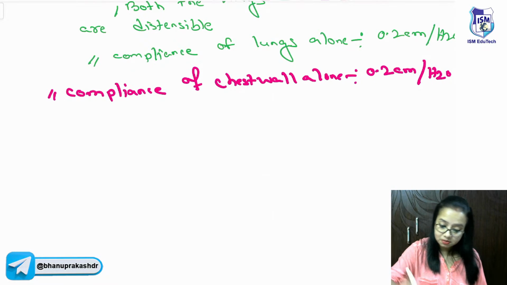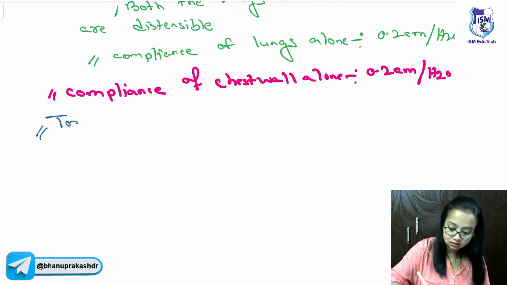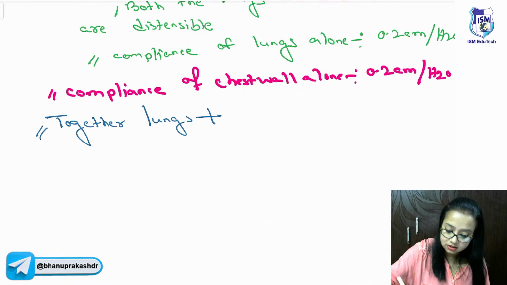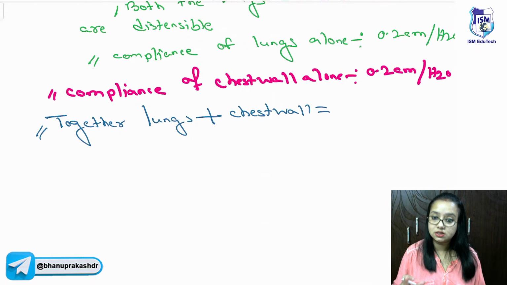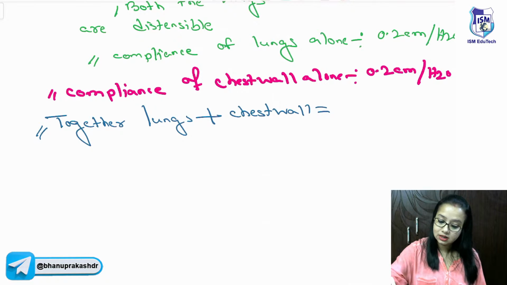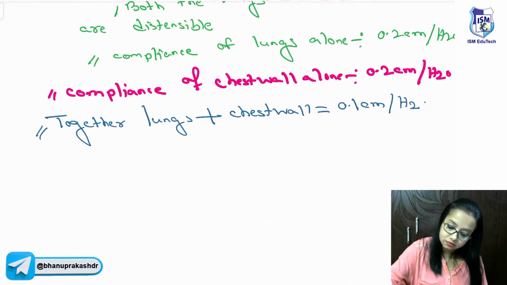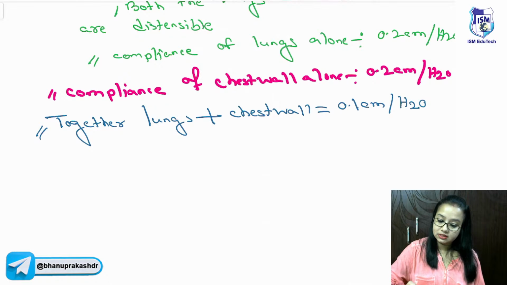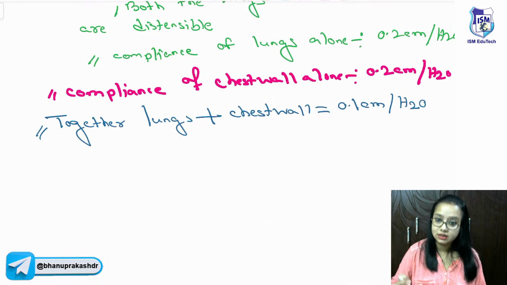That is the compliance. But together, lungs and the chest wall, like within our body, when the lung is attached to the chest wall, which is a normal condition, the compliance is half, like 0.1 centimeter of water. This is the change in the pressure. It is not measured in mmHg. It is measured in centimeter of water. It's like the column, the unit that we use.